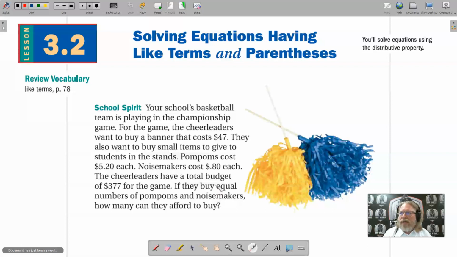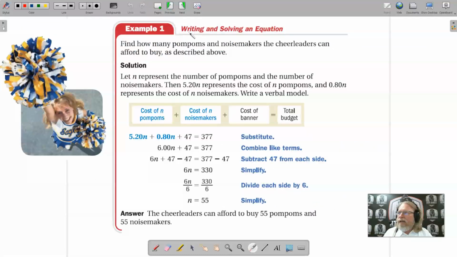So we'll look at how solving this involves combining like terms or parentheses. So let's look at that. Example 1 is writing and solving an equation, and it relates to our pom-pom and noisemaker question. Find out how many pom-poms and noisemakers the cheerleaders can afford as described in that previous slide that we looked at. So let's look at what our solution is.